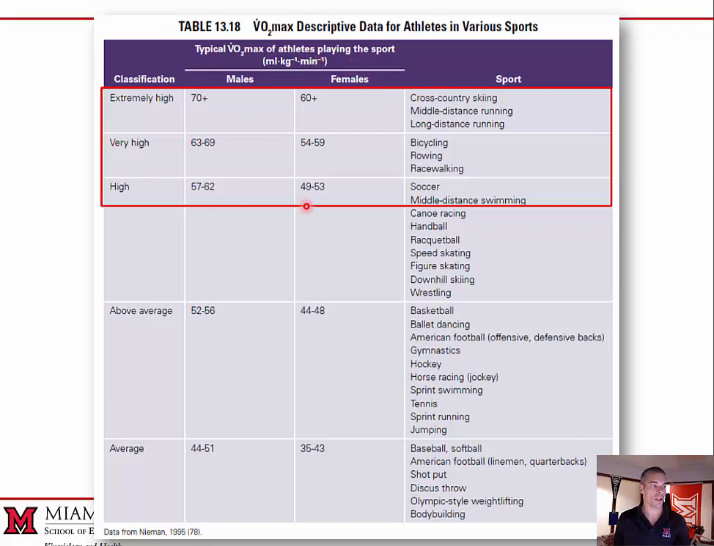So again, it's not important that you memorize these values here, but it should be apparent that the endurance individuals, those performing endurance type events, would be expected to have higher VO2 max values compared to those performing less endurance type events.